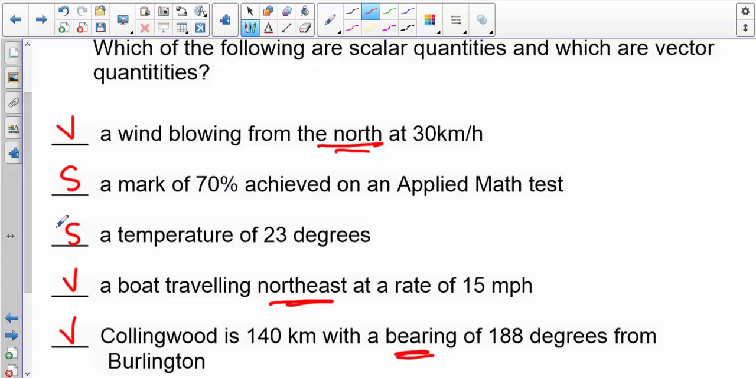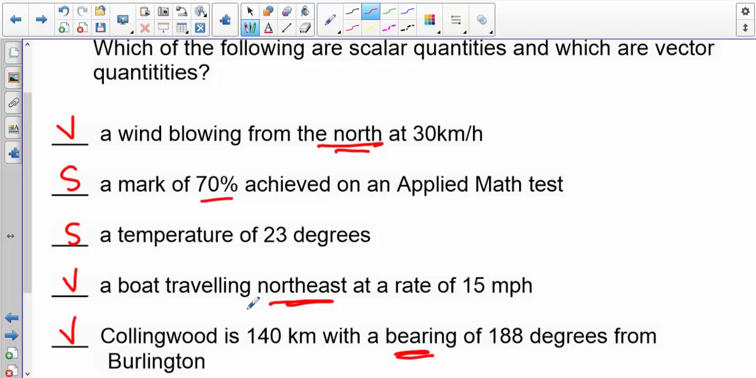These two here are scalars because, again, that 70% is not telling us a direction, right? If I said an increase of 2%, that could be considered a vector, right? If I said a decrease of 0.5%, that could be considered a vector. But here we're just talking about their mark, one mark, 70% achieved. Okay, so that's just a scalar.